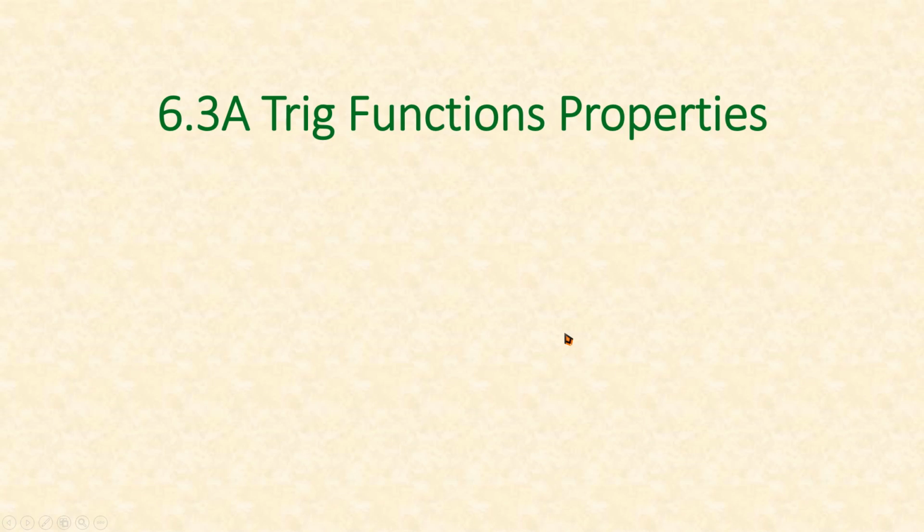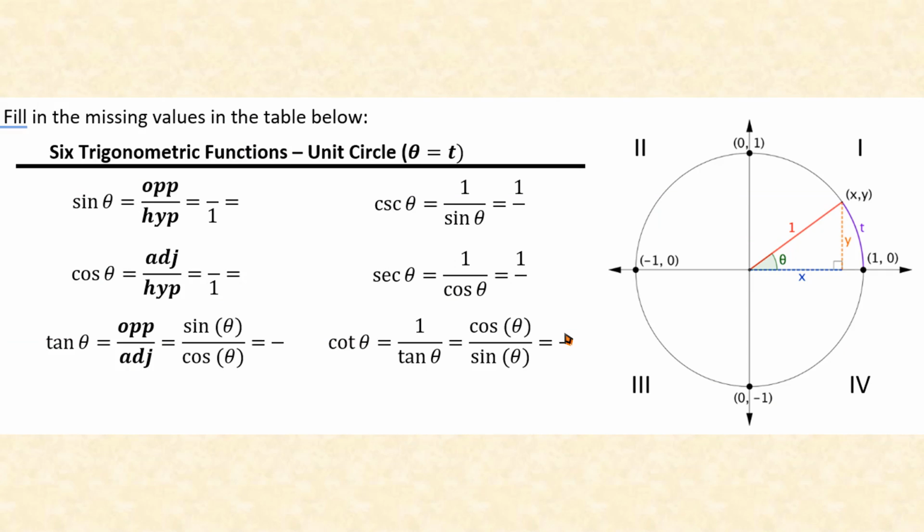Okay, so we're doing 6.3a, trig functions and their properties. Let's first look back again at the six trig functions in the unit circle. Remember, sine is opposite over hypotenuse, and opposite is y of that angle. So y over 1, which is just y. So in the unit circle, sine is y, cosine is x over 1, which is x.